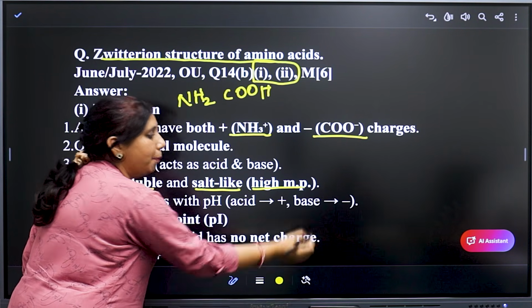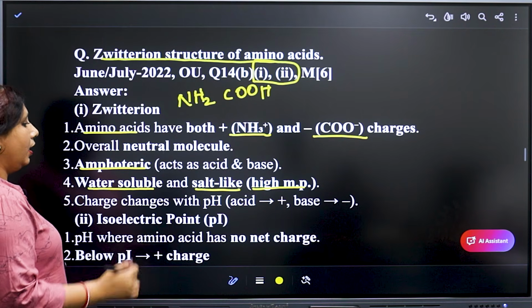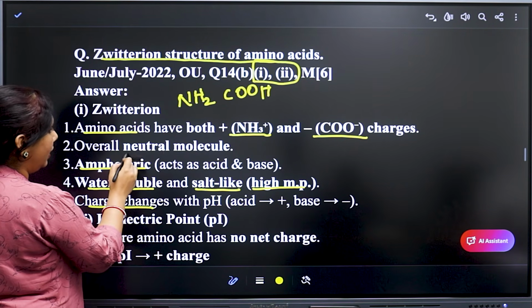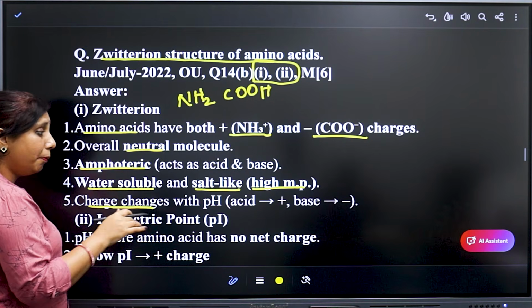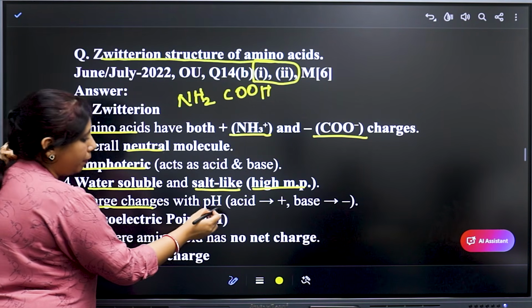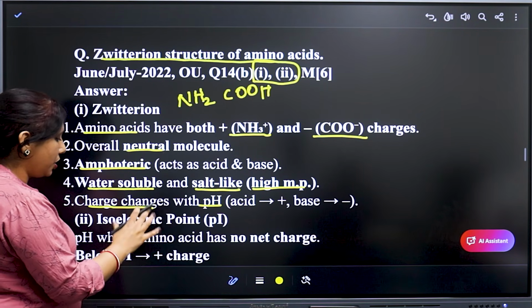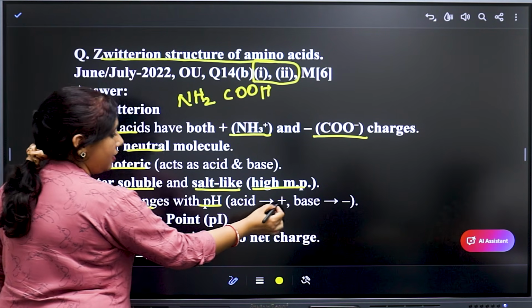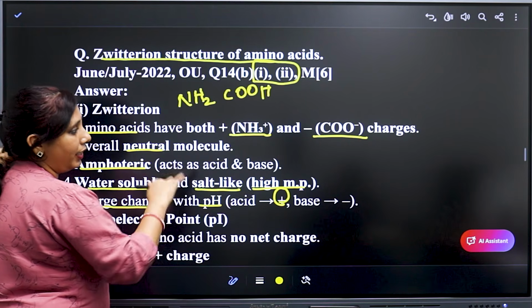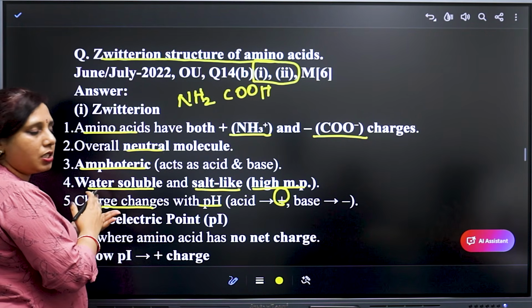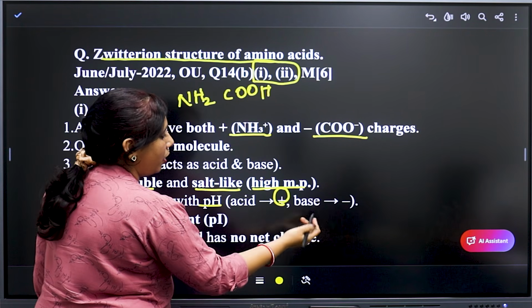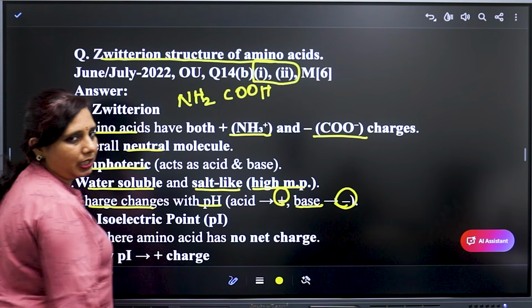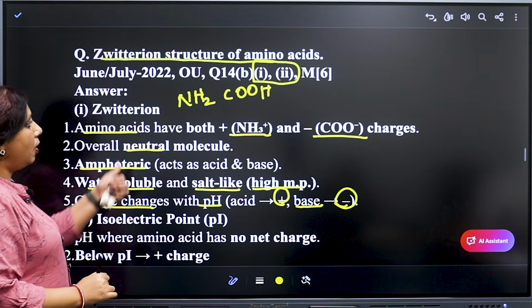They have high melting points also. Then the charge changes. We have said that it is a neutral molecule, but the charge changes with pH. If the pH of the solution is changed, then the charge also changes. If acidic pH exists, the zwitterion converts into a positively charged molecule. The amino acid will be positive now. If basic pH exists, then negative charge increases. So that is about zwitterion.